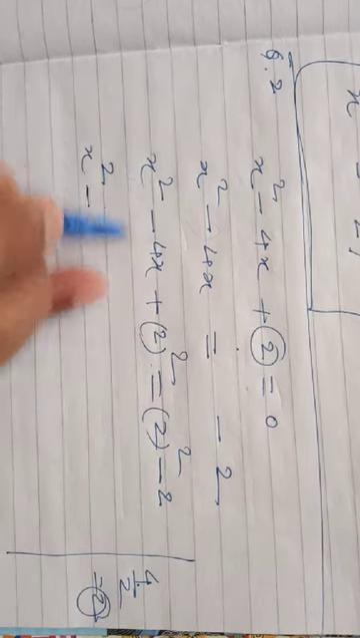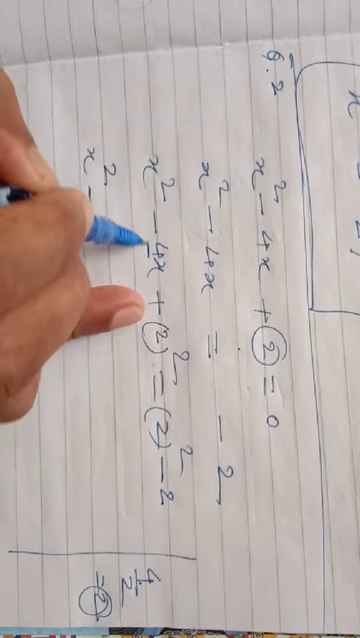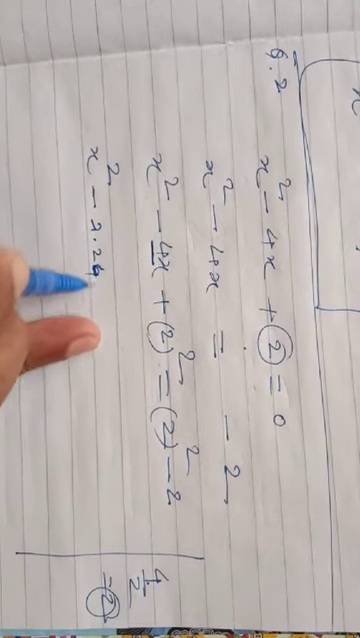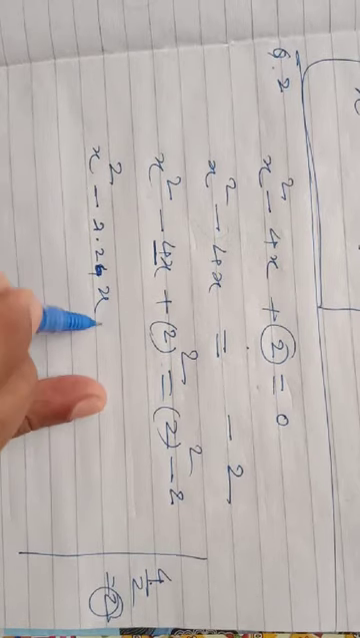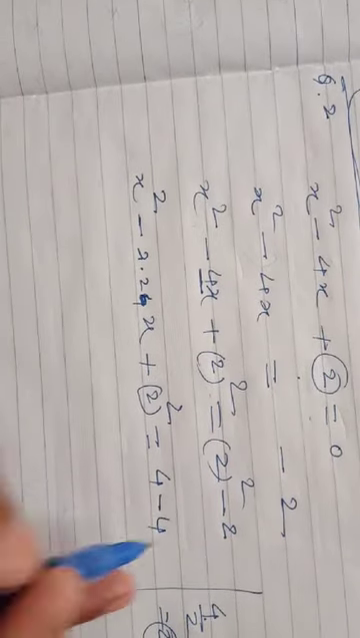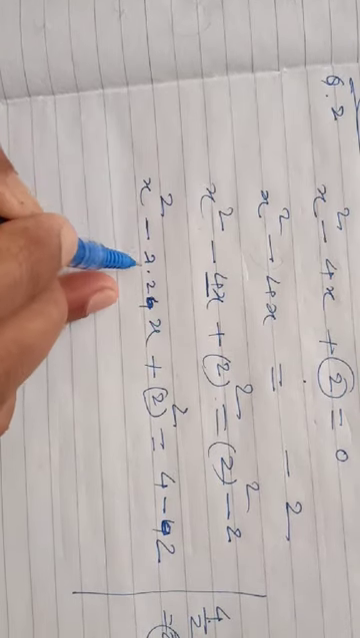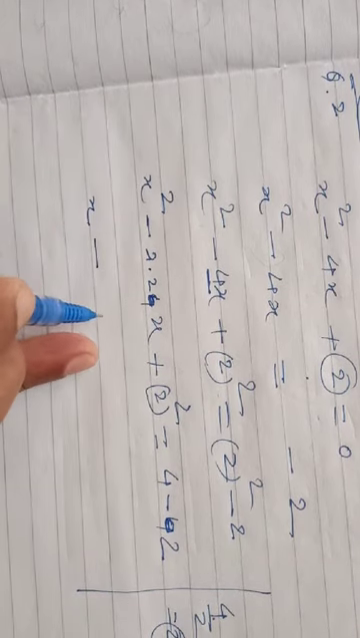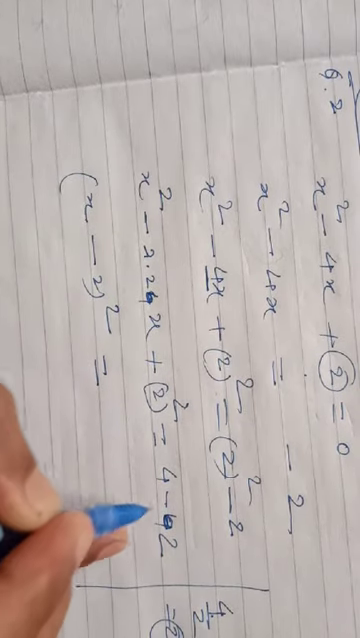minus 4x plus 2 square. It means a square plus b square minus 2ab. So we can write the 4x like that, 2 into 2x. Clear? 2 2s are 4. x minus 2 square is equal to 4 minus 2. Clear? Now a square minus 2ab plus b square. The value of a is x, the value of b is 2. So whole square of x minus 2 is equal to 4 minus 2.